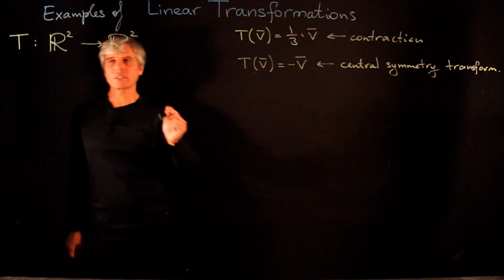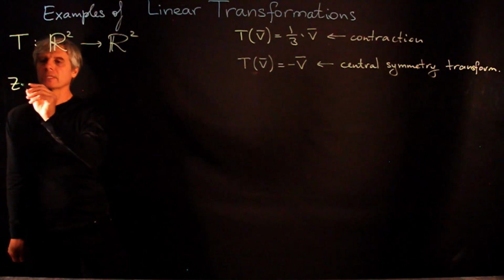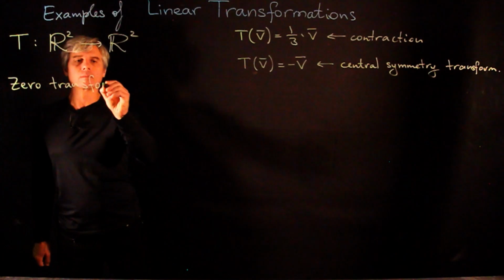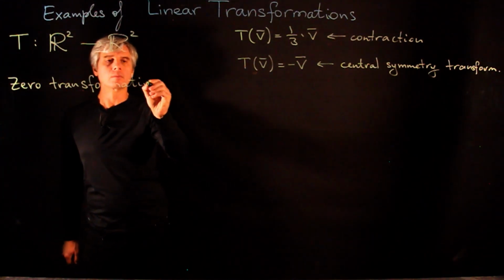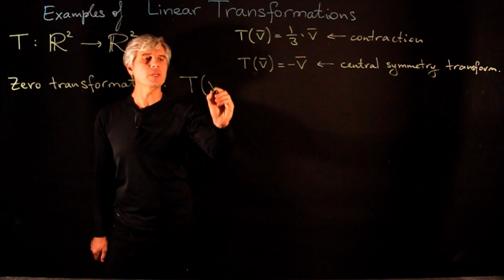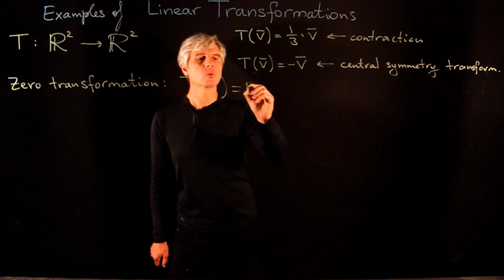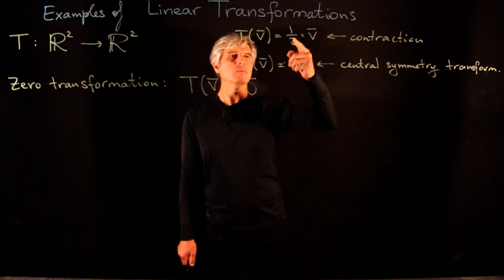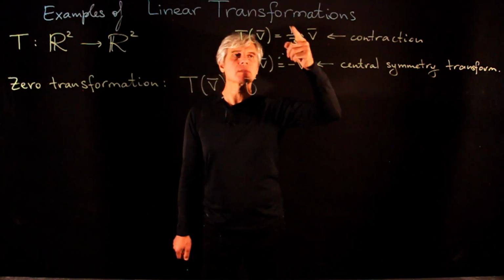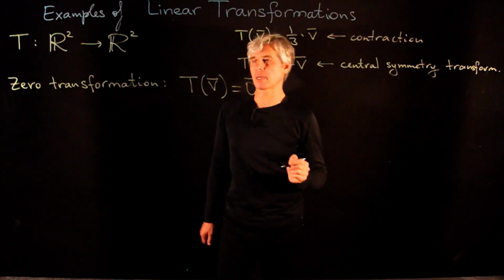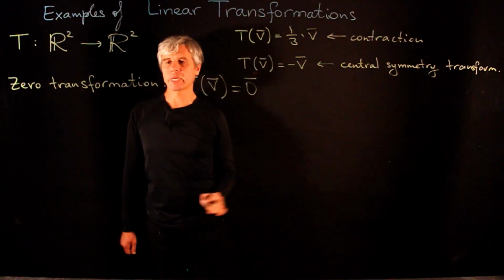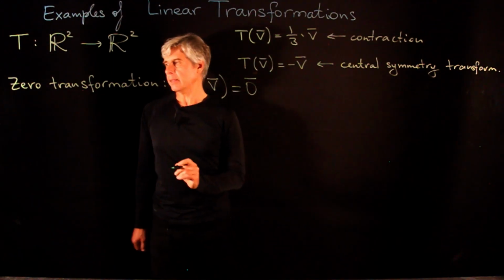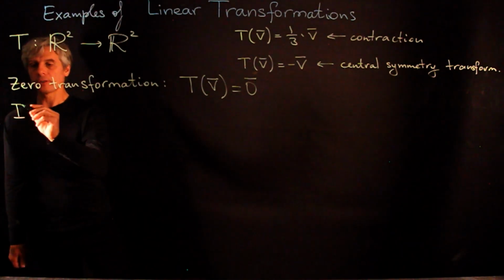Two other special cases of these constructions are the zero transformation, when T of V goes to the zero vector for all vectors V. Here we choose multiplication by the scalar 0, for example. The proof that this transformation is linear is exactly the same. And the identity transformation.